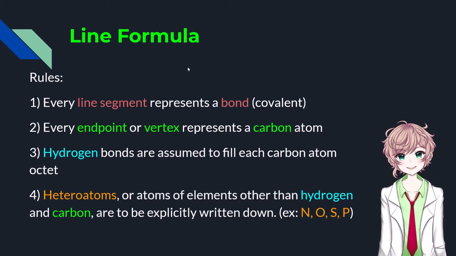So the first rule is every line segment represents a bond, and typically that bond is covalent. The second rule is every endpoint or vertex represents a carbon atom. The third rule, hydrogen bonds are assumed to fill each carbon atom octet. And number 4, heteroatoms, or atoms of elements other than hydrogen and carbon, are explicitly written down. This includes nitrogen, oxygen, sulfur, and phosphorus. So let's go over to the blackboard to better explain what I mean.